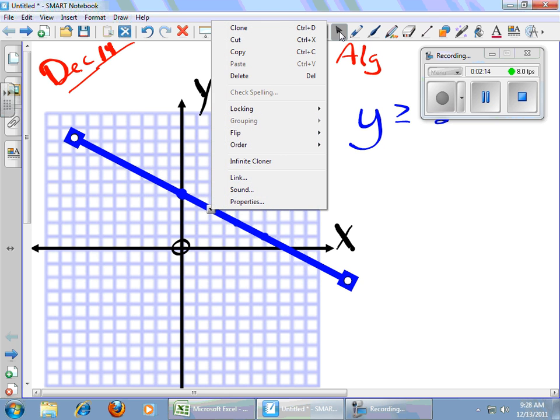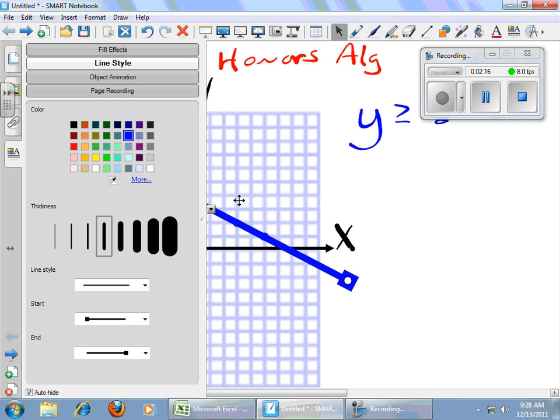I'll change the thickness and all that in just a moment. Properties. Give some arrow points, and let's make it nice and thin.